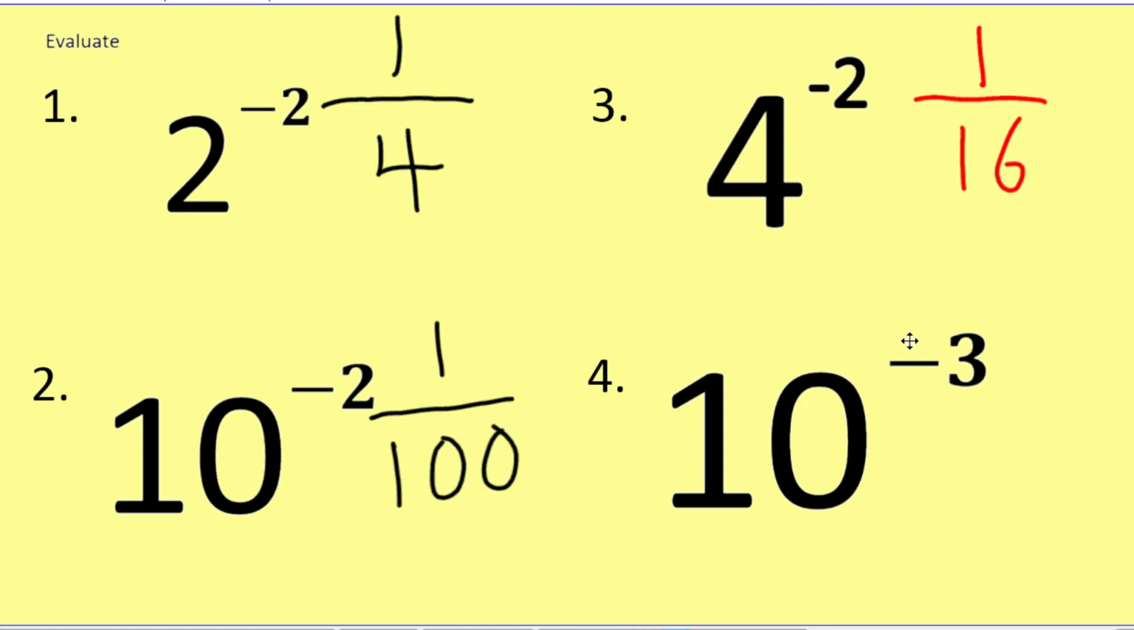And the last one, we've got 10 to the power of minus 3. So ignore the minus. 10 cubed, 10 times 10 times 10, which is 1,000. 10 times 10 is 100. 10 times 10 again is 1,000. And because it's a negative power, we put 1 on the top.